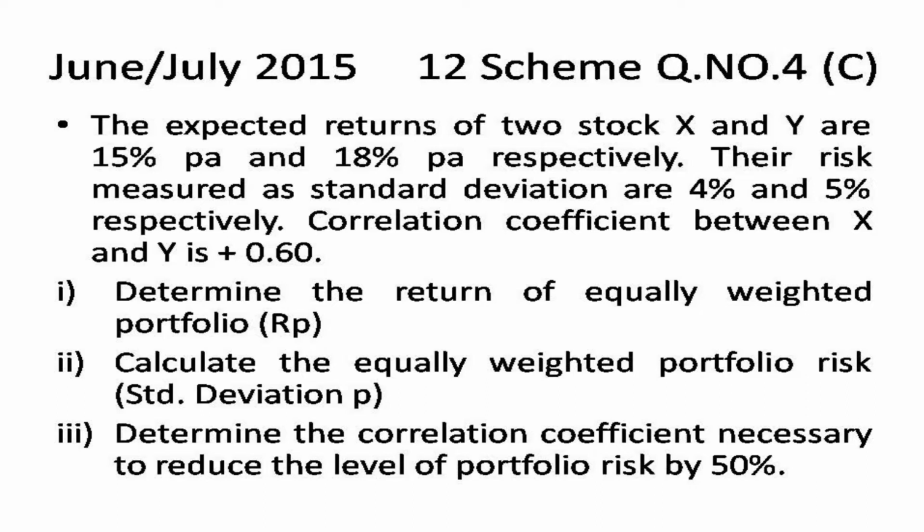The third question, determine the correlation coefficient necessary to reduce the level of portfolio risk by 50%. So, we have to reduce the level of standard deviation from 100% to 50%. Based on that, we have to find out the standard deviation P. Okay, this is the problem they have given.